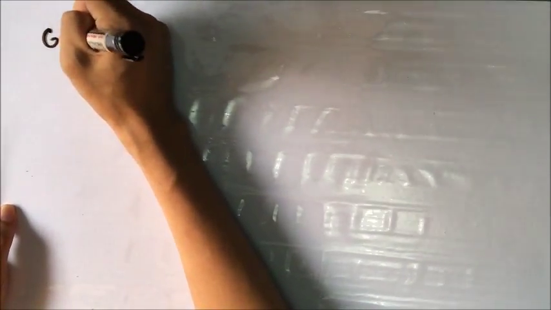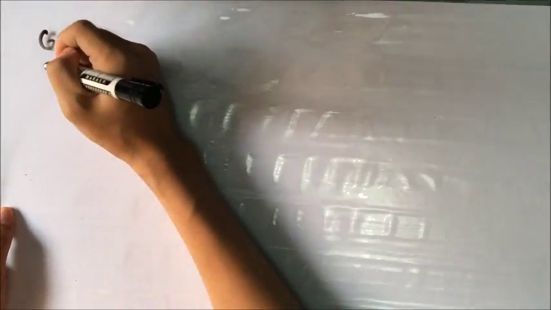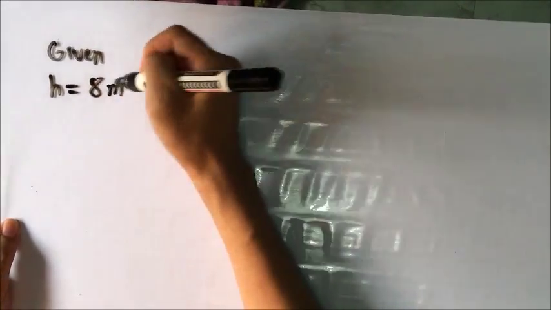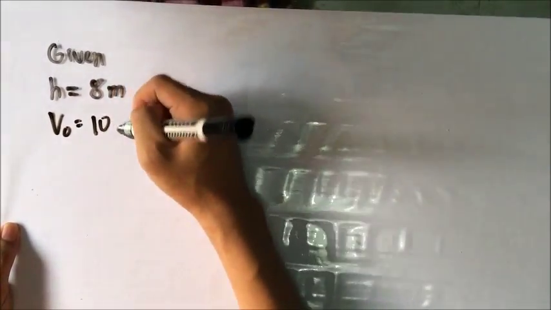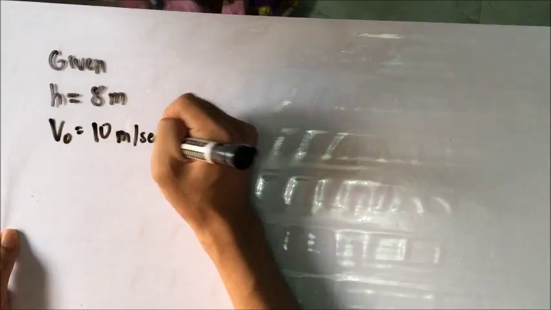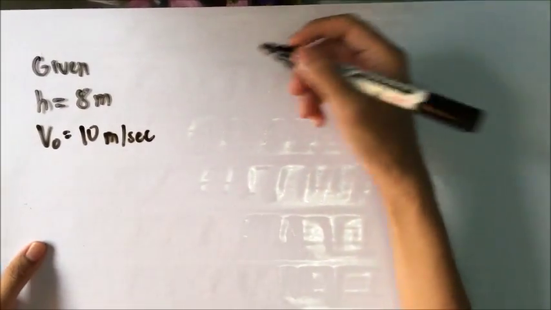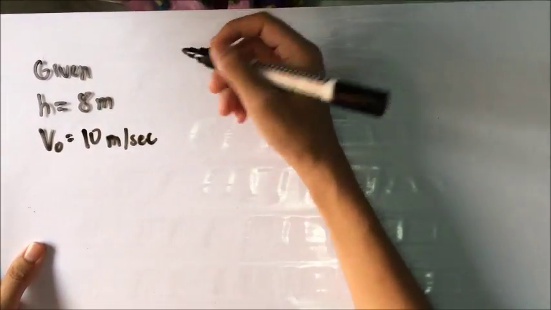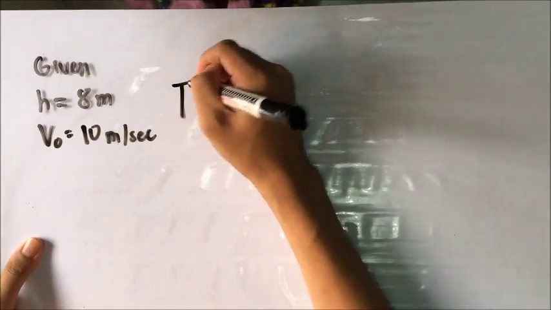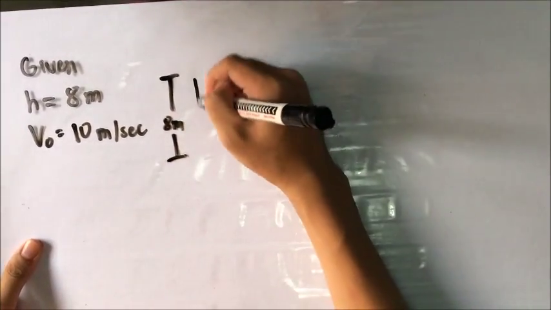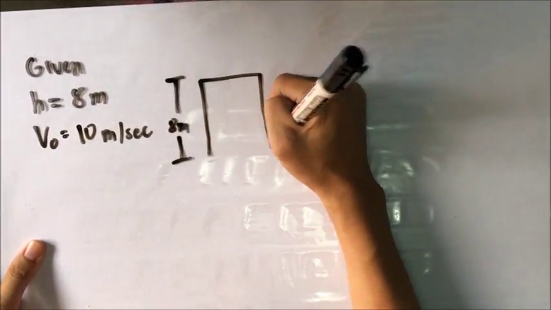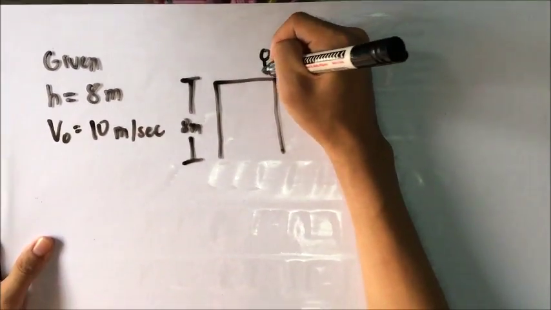First, we need to write the given. Givens are the height of 8 meters and the initial velocity of 10 meters per second. Then we need to illustrate the problem. Should put the height, then draw the building and the girl.